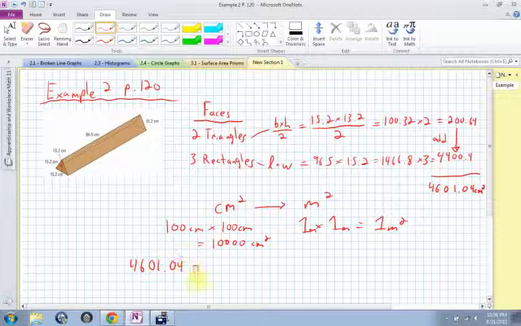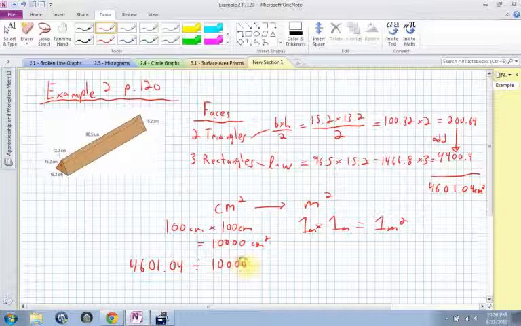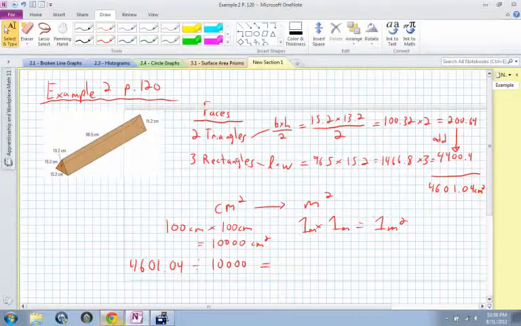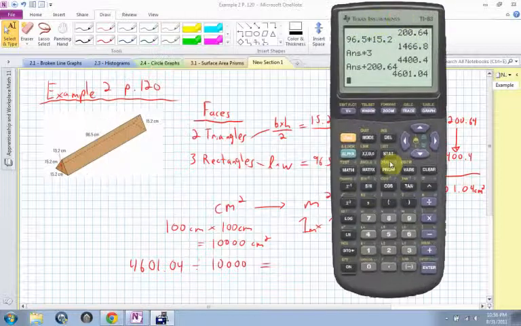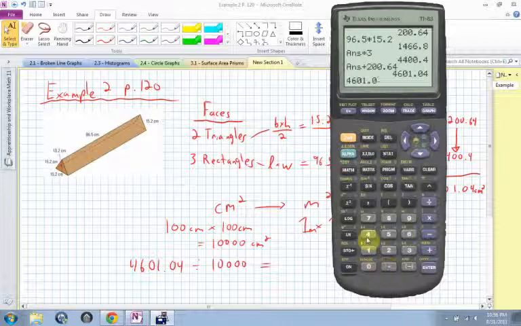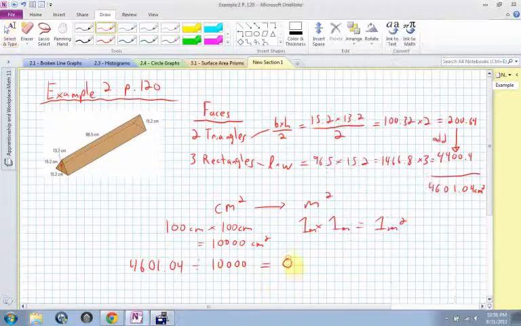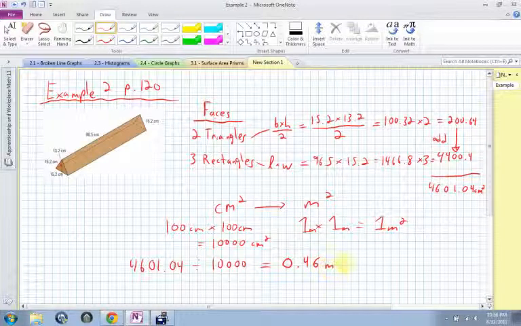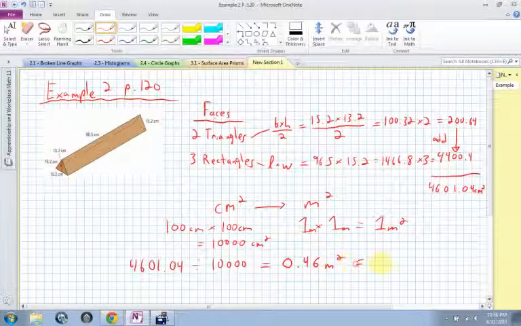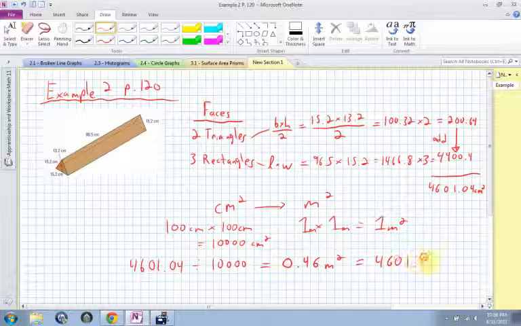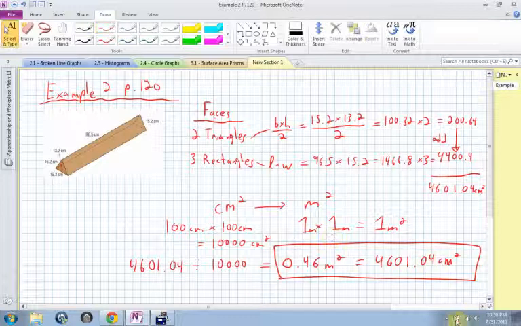So to convert, I would have to take 4,601.04 and divide it by 10,000. So 4,601.04 divided by 10,000 is equal to 0.46. So 0.46 meters squared is the same as 4,601.04 centimeters squared. And that's how you find surface area of a triangular prism.